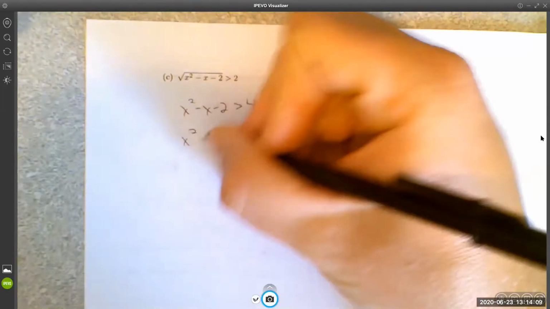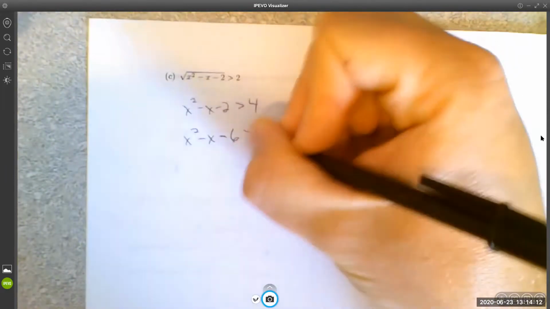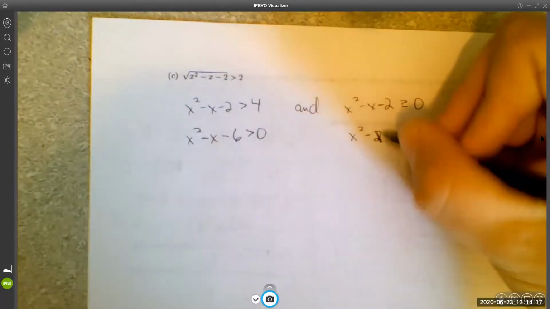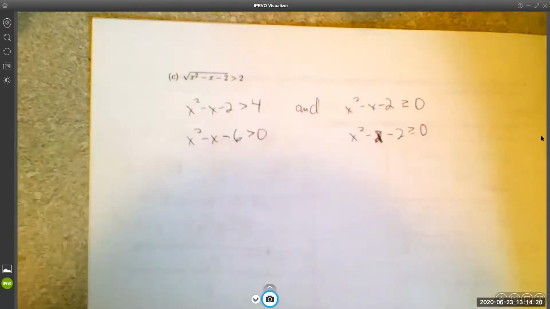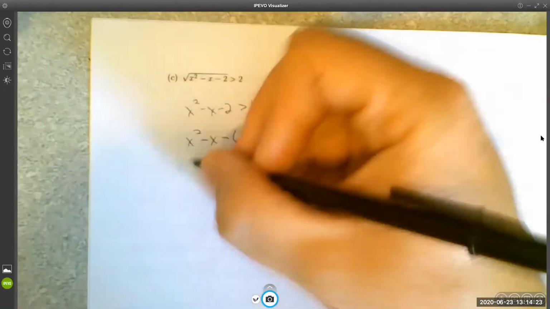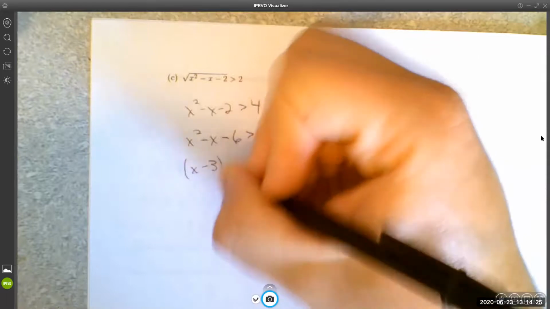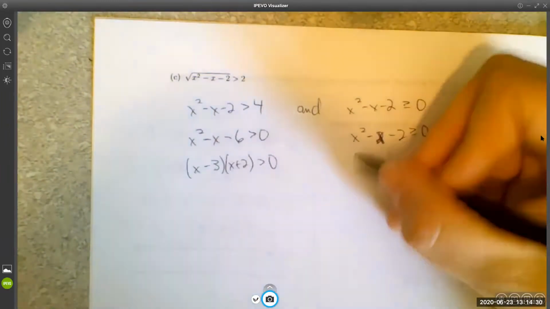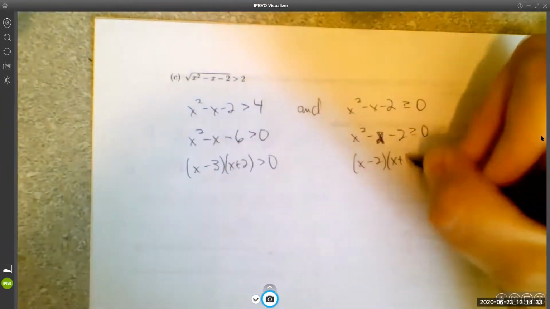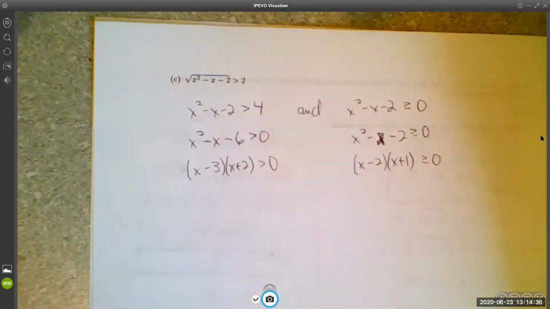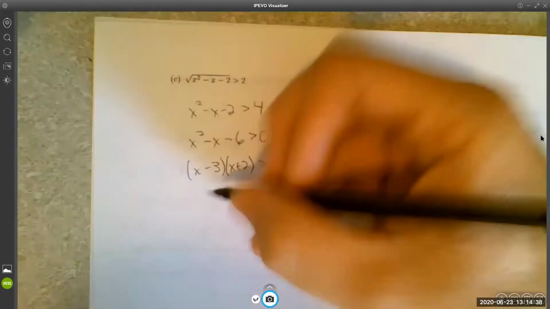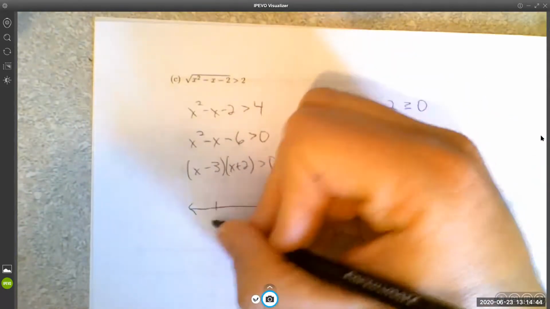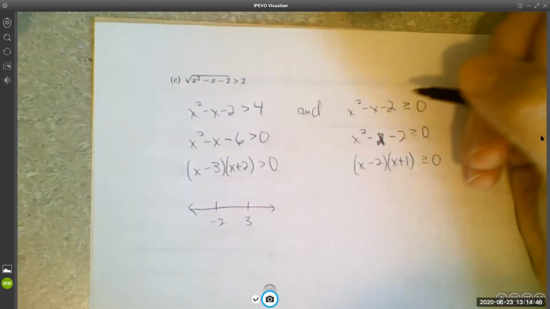We've got x squared minus x minus 6 is greater than 0, and x squared minus x minus 2 is greater than or equal to 0. I guess I didn't need to write that one out again. Let's see if we can factor these now. This is x minus 3 and x plus 2. This one is x minus 2 and x plus 1. So here, it changes sign at negative 2 and at positive 3. I can choose a test point in each region.